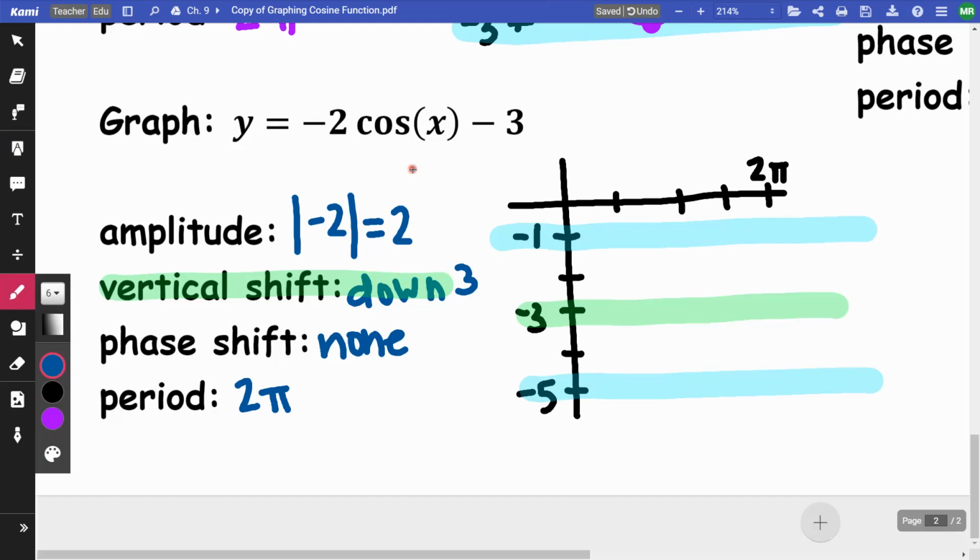Now, when I'm graphing this, it is a negative. So that does affect the graph. It's not going to affect my amplitude, but it does affect my graph. So instead of starting at the high, I'm going to start at the low. So I'm going to start here and end here. And then halfway in between, I'm going to be up at the high. And then halfway in between, I'm at my 0. And again here, halfway in between, I'm at my 0.